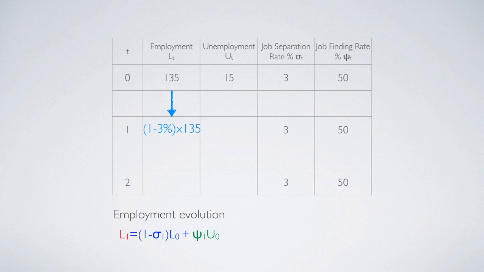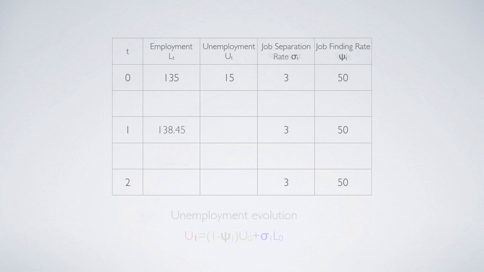However, we will still have some people joining the employment group from the unemployment group. The portion of these people from the unemployment group would be simply the job finding rate, 50%, times the 15 million unemployed workers, which would give us the number 138.45 million workers that will be in the employment group.